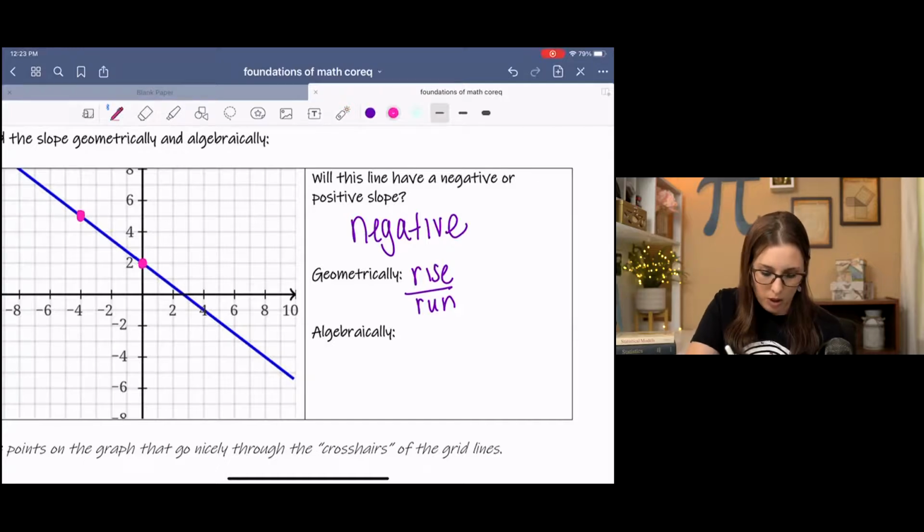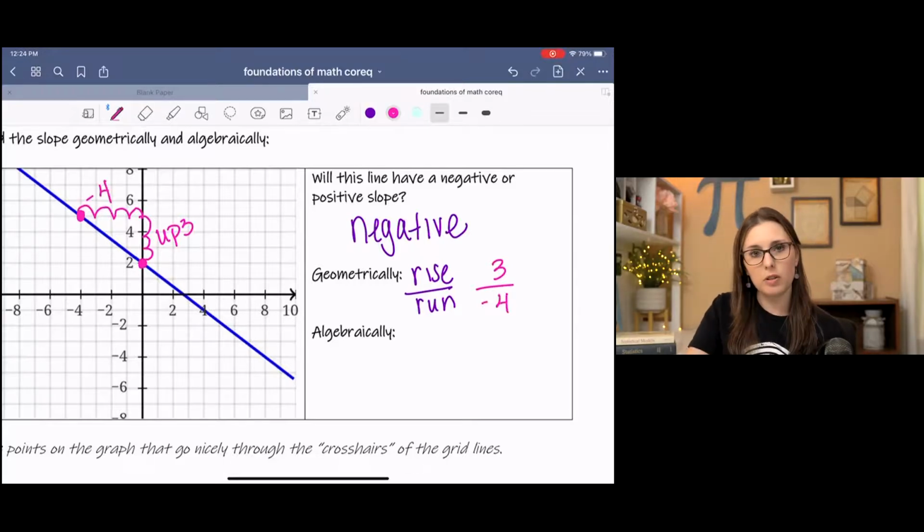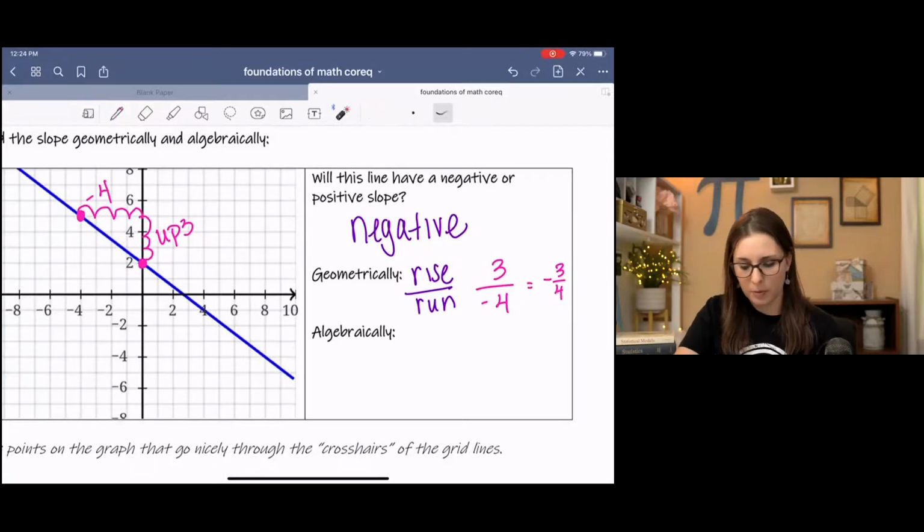For this one, I would go up 1, 2, 3, and I would run 1, 2, 3, 4 to the left. Left means negative. And so in my example, the negative is in the bottom. We don't typically write a negative in the bottom. Usually you're going to see it just out front or in the numerator, but it really doesn't matter. But you'll probably not see it in the bottom.